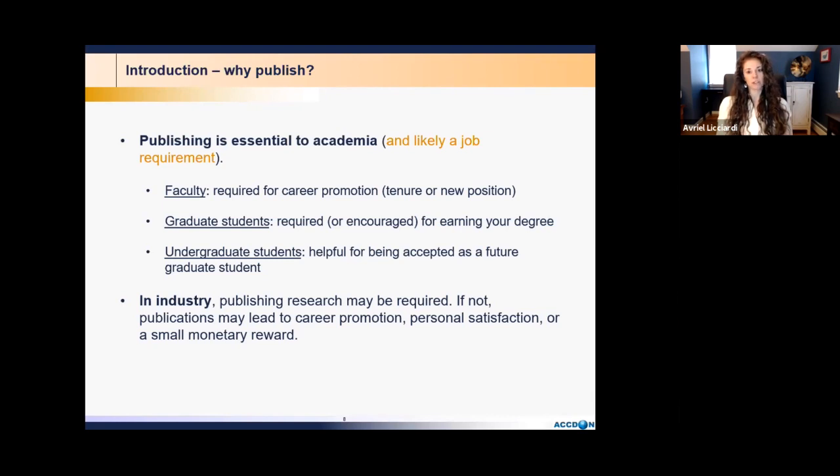In industry, publishing may also be required, perhaps if you're a research scientist working in a lab. Publishing is less required, I think, in industry in general, but publications, of course, show that you are, again, committed, interested in your research, and willing to get it out there, which could ultimately lead to a bonus, perhaps, career promotion, and again, just that personal satisfaction of enjoying what you do and getting it out there for others.